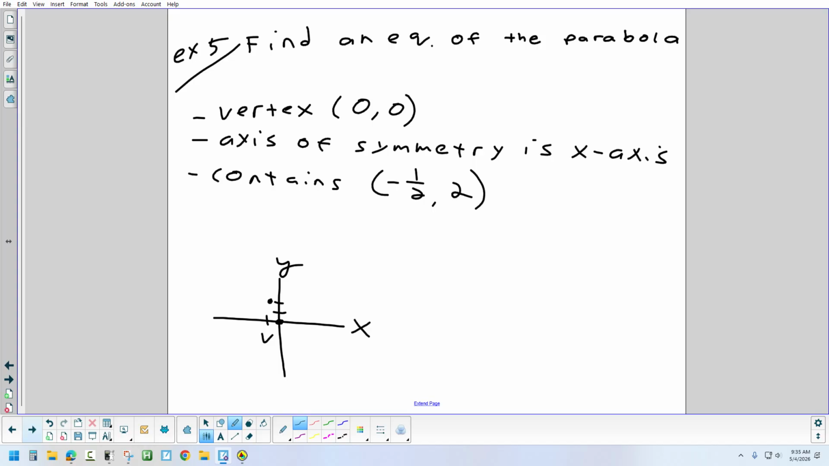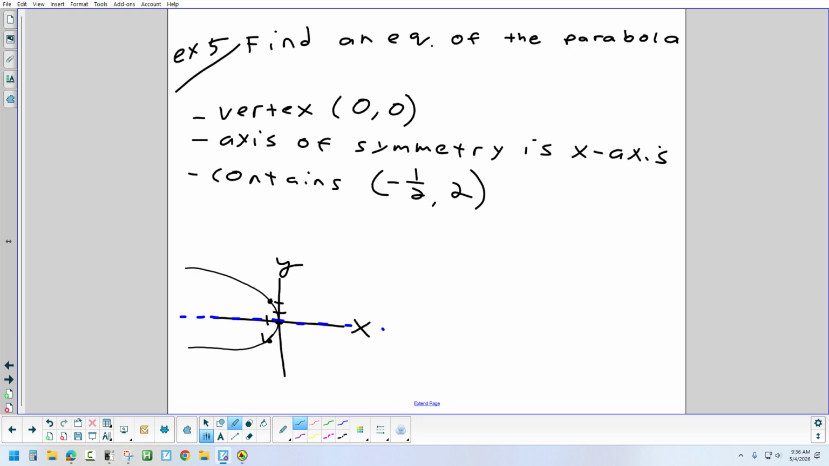Why does it have to open left? Because there's a negative x value. Okay, so we do have a negative x value. Also, the axis of symmetry is horizontal. If this is your axis of symmetry, you know that this point is going to be mirrored down here, so it has to do something like that. So it has to open left.